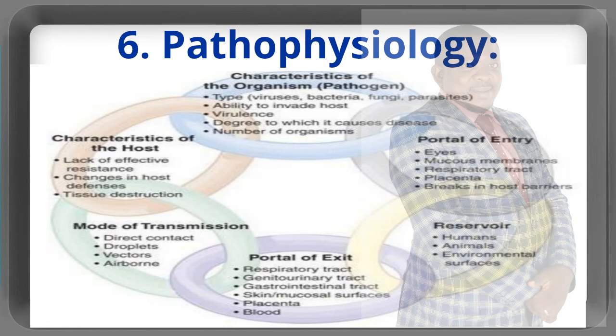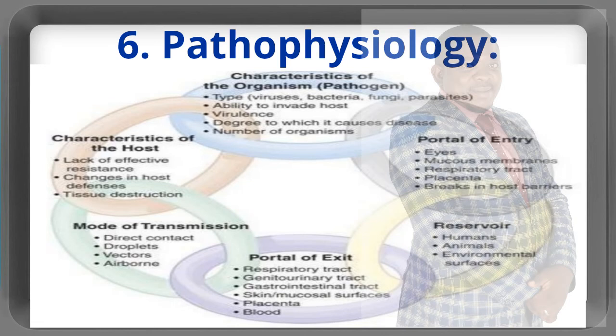So in the disease life cycle, we have the first part, which is the characteristic of the organism or the pathogen. Here we're looking at the type, whether it's a virus, bacteria, fungi, or parasites. Then we are also looking at the ability of that pathogen to invade the host, the virulence or degree of pathogenicity, and the degree to which it may cause the disease.